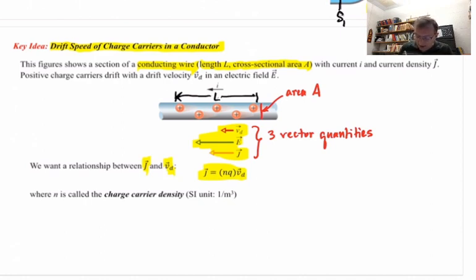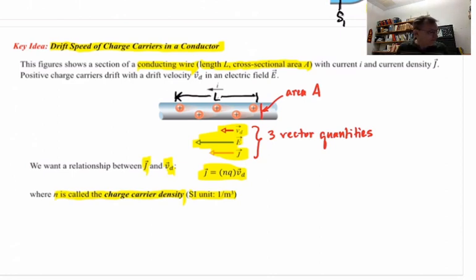J vector equals little n times Q times v_D vector. What is little n? Little n is the charge carrier density, the number of free charges per unit volume. SI unit, 1 over meter cubed. It is a property of a conductor. Q, of course, is the charge of our charge carriers. Probably going to be just plain old little e.